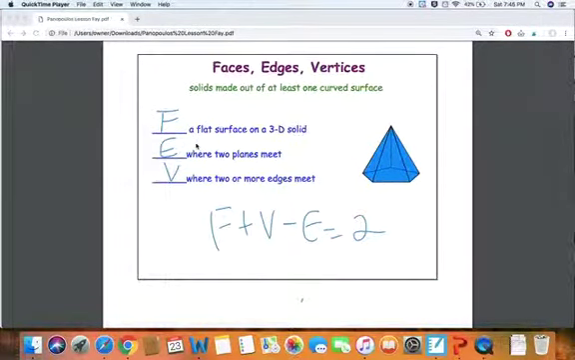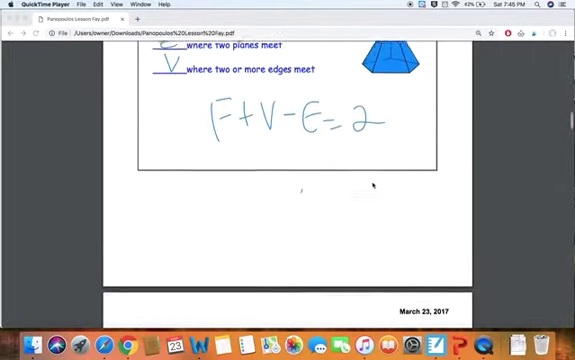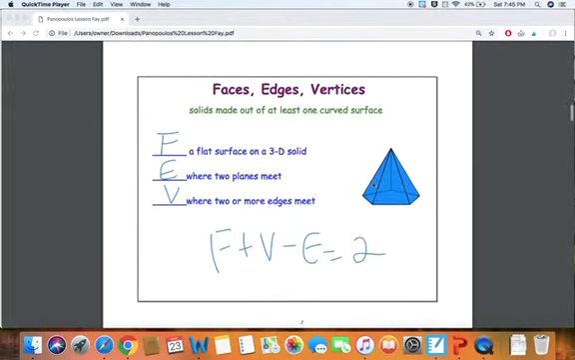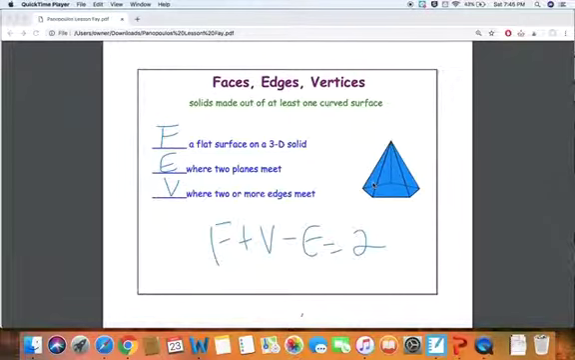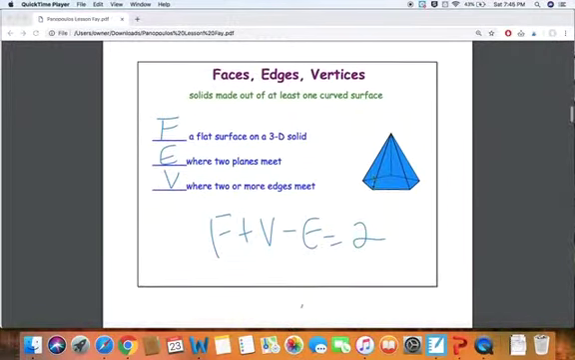We have three different aspects of these shapes that we're trying to identify them with. We have the faces, which are any of the flat surfaces on the solid, whether it's the sides or the bases. We have the edges, which are the lines that connect these two sides. Then we have the vertices, and the vertices are the points where two or more edges meet. Okay, and we want to be able to count how many faces, edges, and vertices each shape has, because it's going to help us in determining a lot of different parts of that.